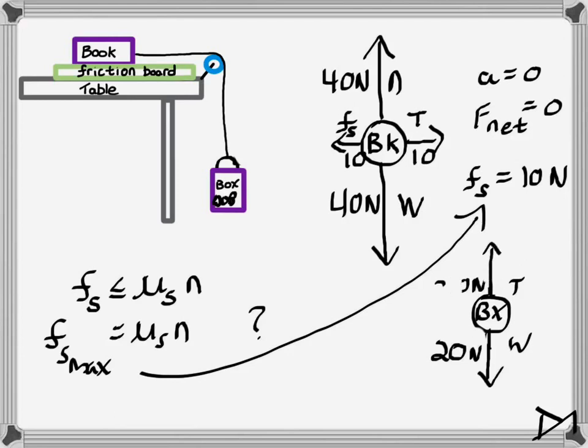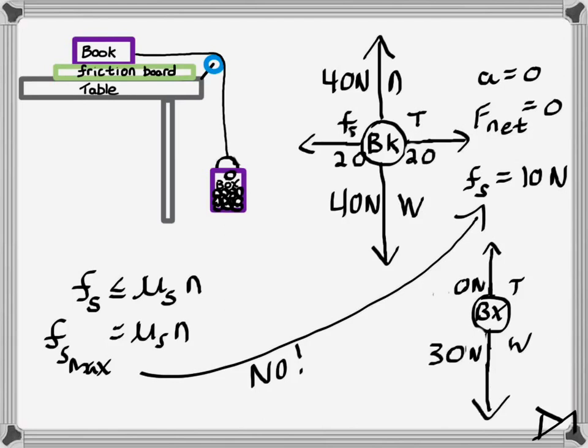So if my box weighs 20 newtons, the tension is now 20 newtons, and my friction is up to 20 newtons. Is this the maximum? No. I haven't gotten the maximum yet, because I still have enough friction. If I put more rocks in the box, 30 newtons of rocks, now my tension is 30 newtons. And I got this balanced out.